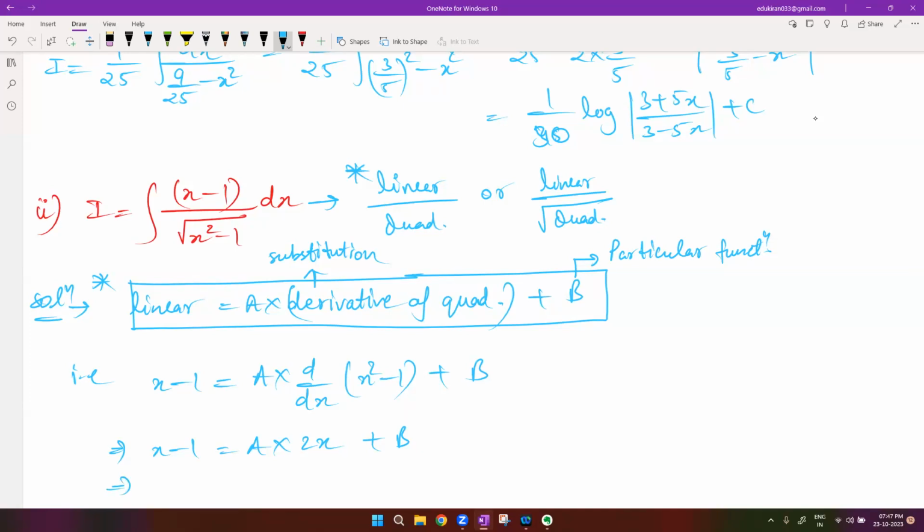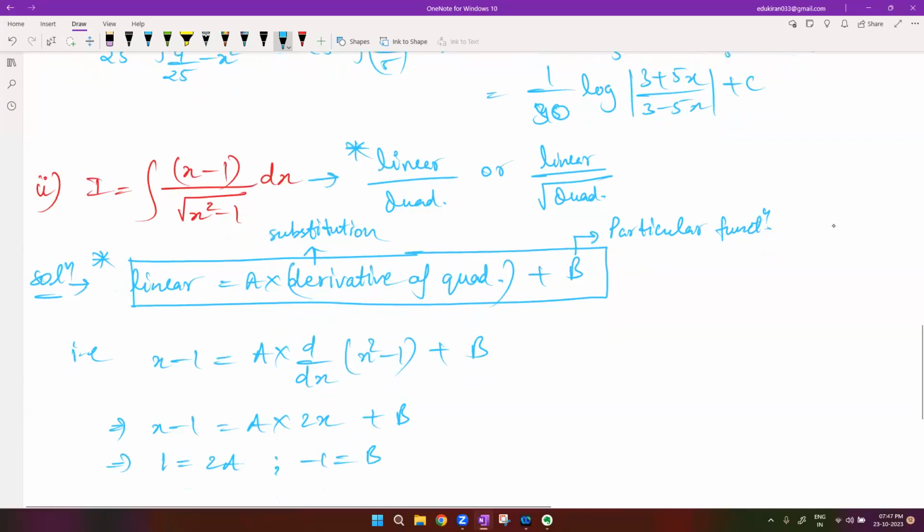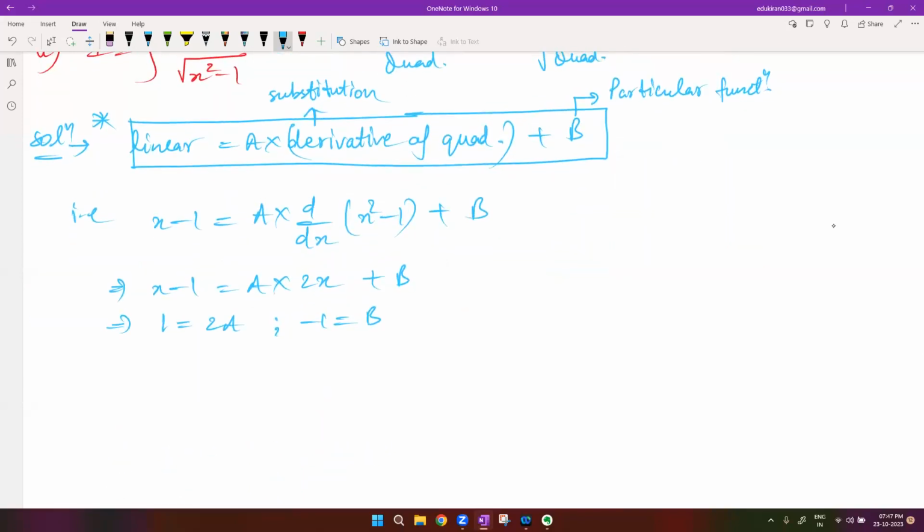What is the value of a and what is the value of b? To find out a, please compare the coefficient of x on both sides. On the left hand side, the coefficient of x is 1. On the right hand side, the coefficient of x is 2a. Then the constant part. On the left hand side, the constant part is minus 1. On the right hand side, the constant part is only b. You can get the value of a and b from here.